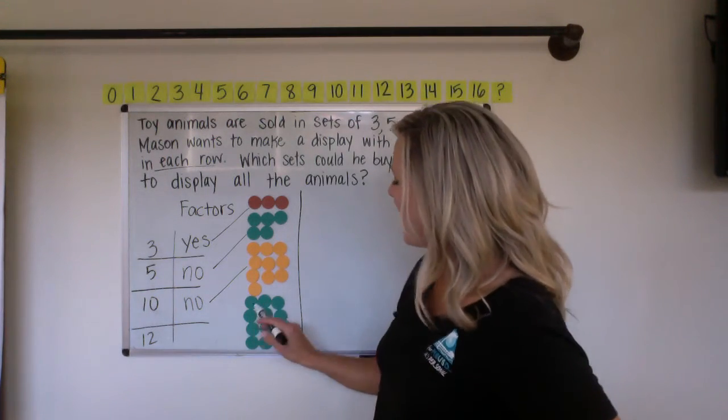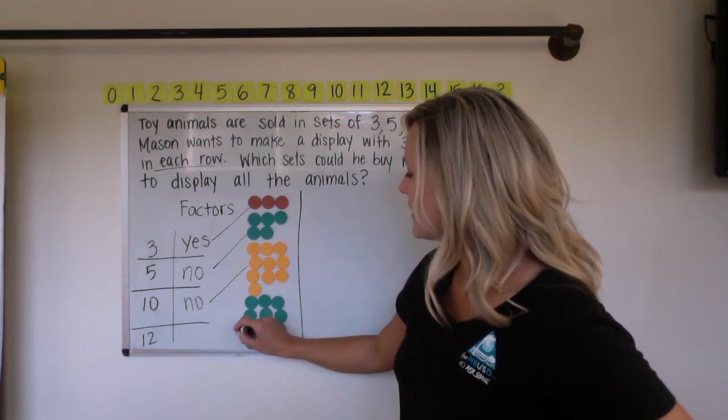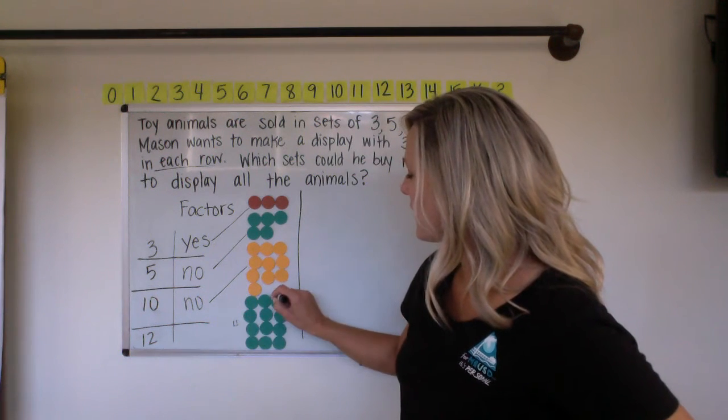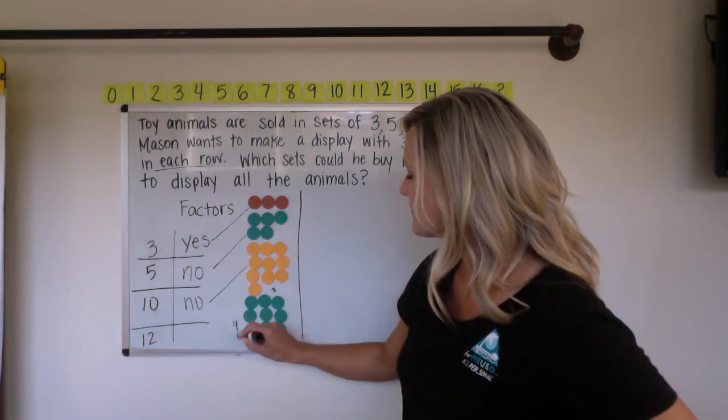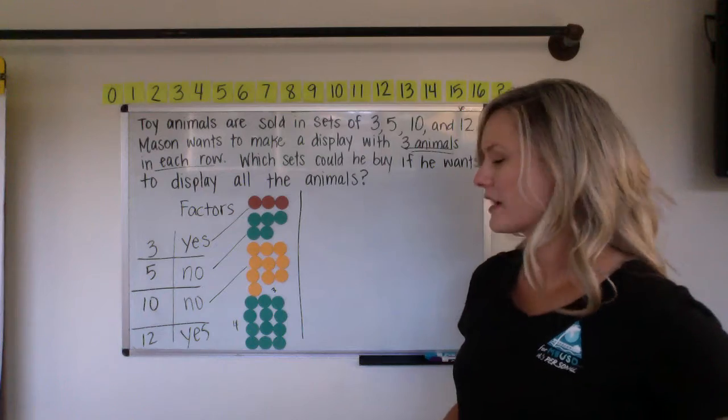So that is a yes because we were able to make, let's see, a 4 by 3 array, right? So that is a yes. No gaps or overlaps right there.